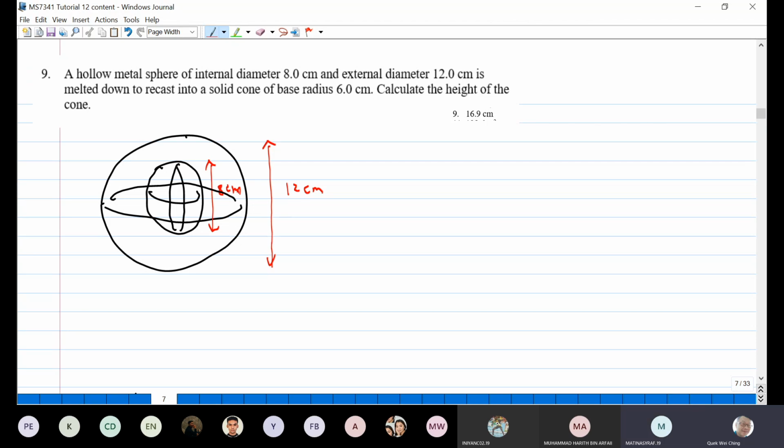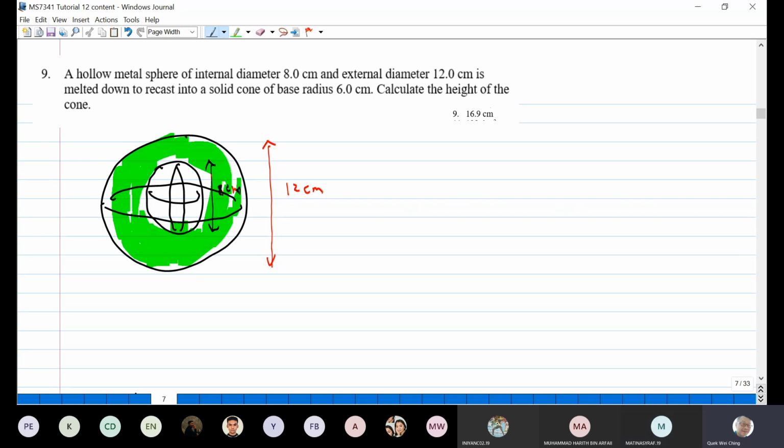Okay, this is a hollow sphere. The hollow sphere means that inside got nothing, right? So inside got nothing there. So what is the volume of the hollow sphere? We try to figure out first. Let's try to find the volume of the hollow sphere.